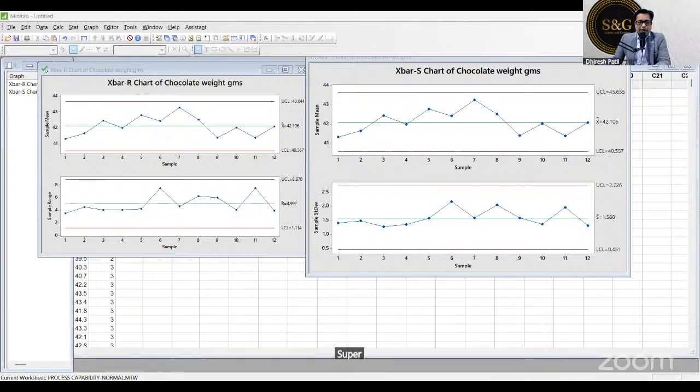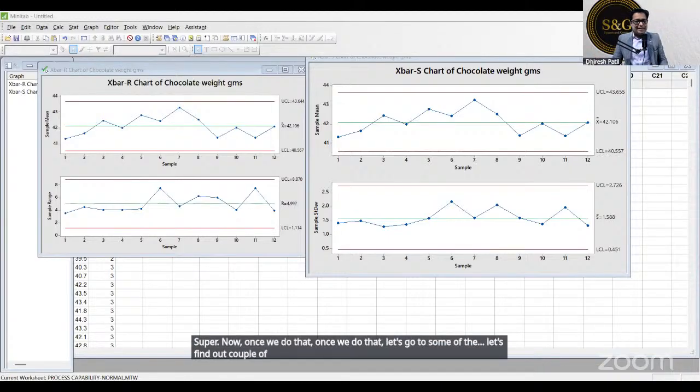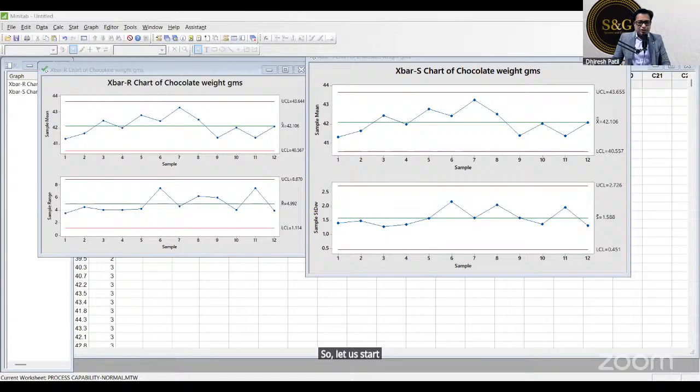Super. Now, once we do that, let's find a couple of discrete charts as well. We will use discrete charts. So let's start with the C chart. Let me share the C chart with you guys.